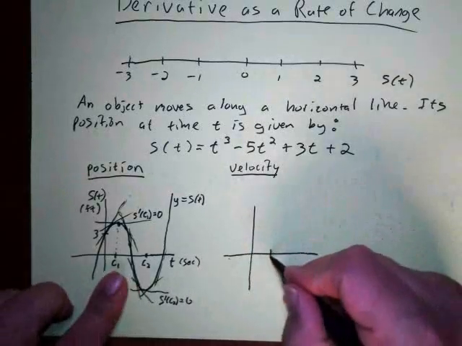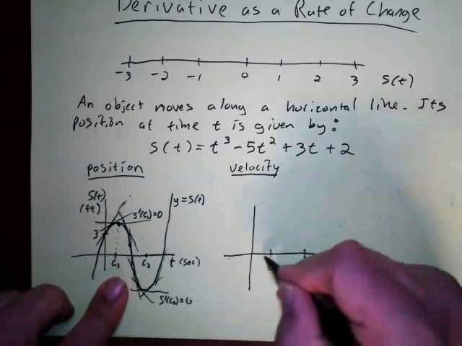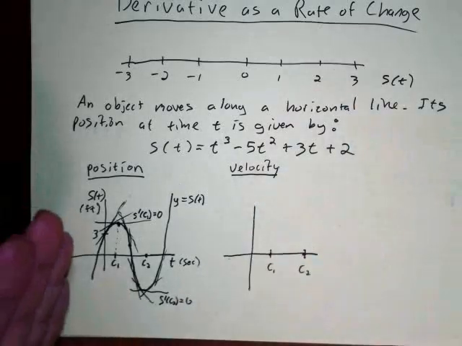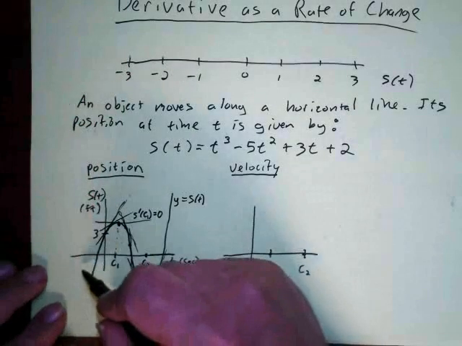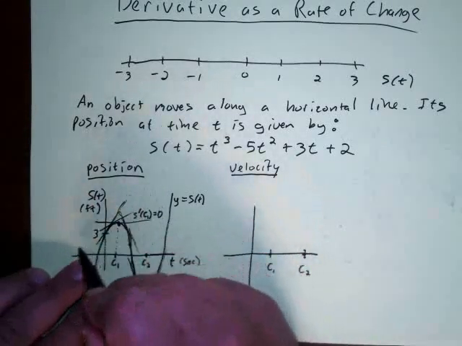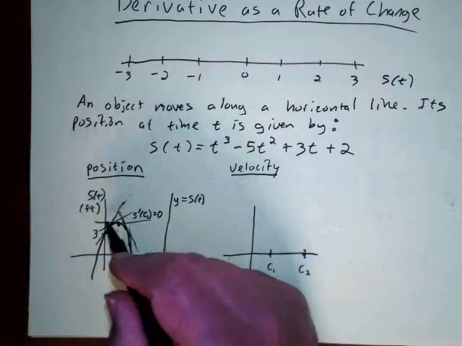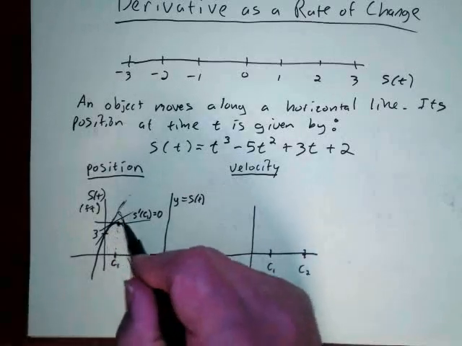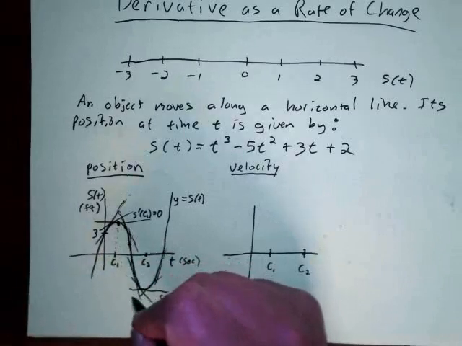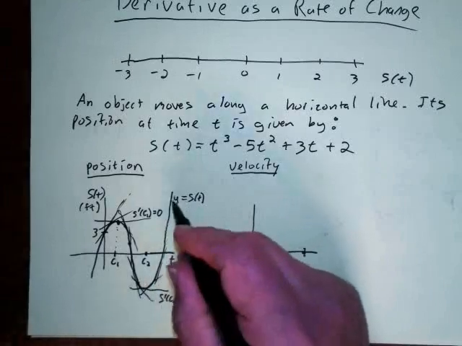And then we have C1 and C2 here, and we know that the velocity at those points is 0. The other thing we know is the velocity is positive whenever this graph is rising, or when the tangent lines have positive slopes. When the graph is falling, like it does from here to here, the velocity is negative. And from here to here, it's positive again.